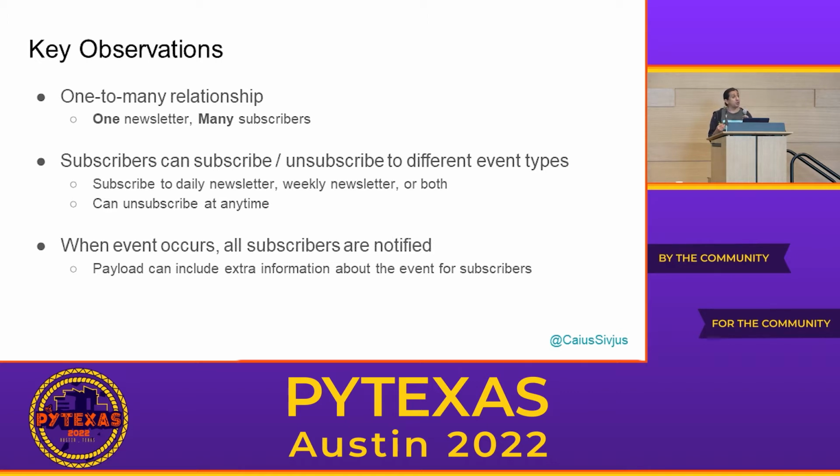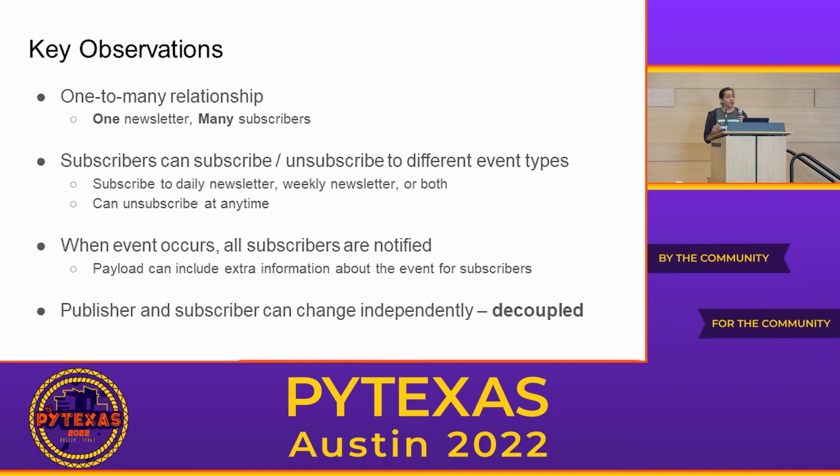The payload can include extra information about the event for the subscriber. So in our case, when we send an email notification, we're probably going to include our newsletter in our email body. But really, this could be any data that subscribers can use to perform their task.